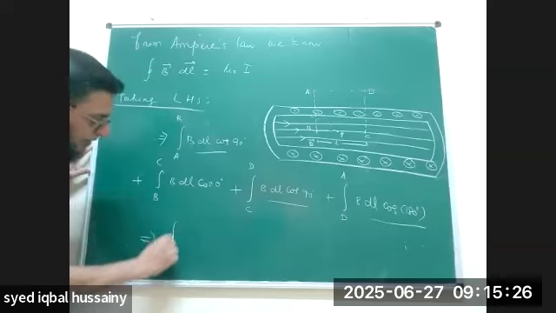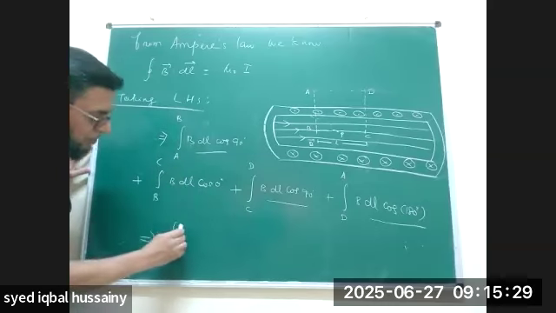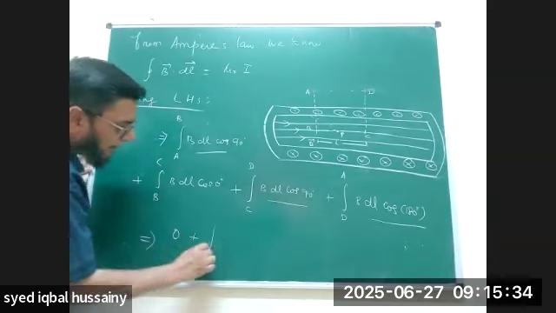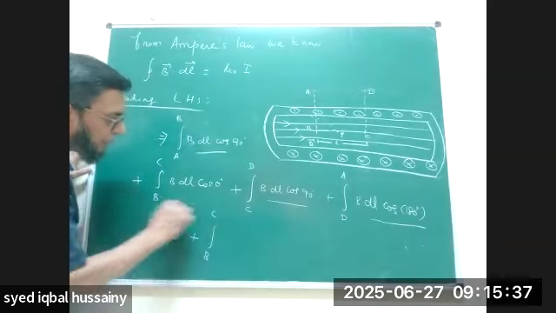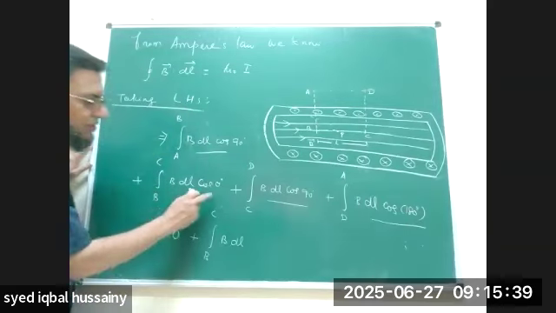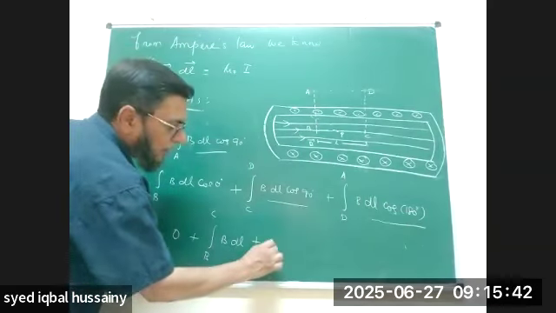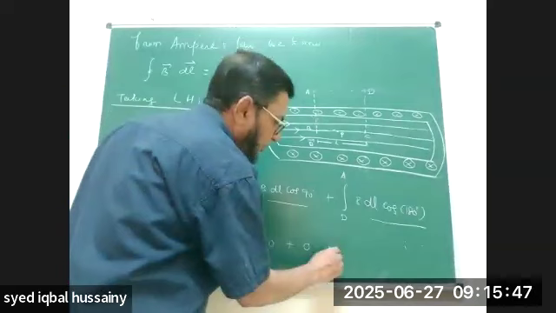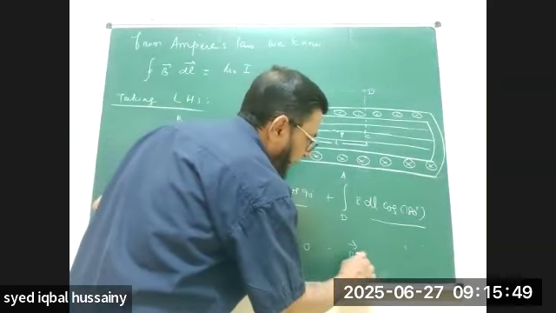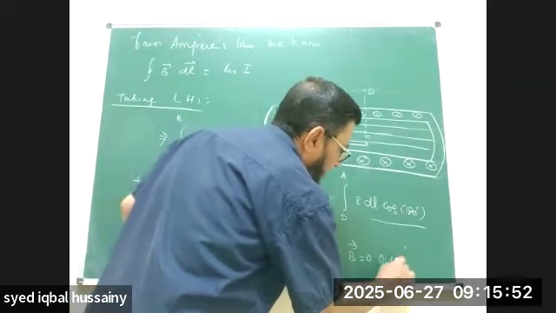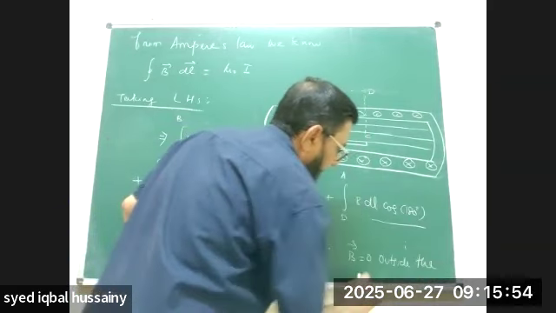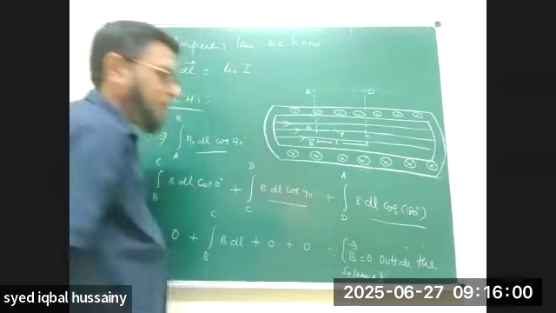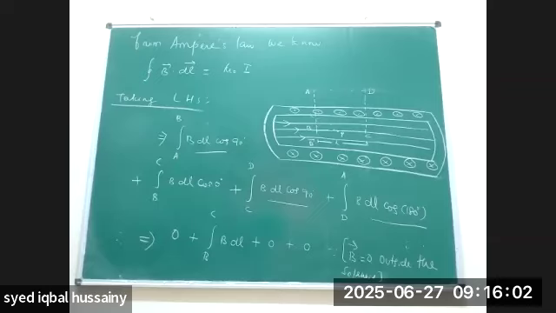Now, this integral term will become 0, so no need to write. I'll just write here 0 plus integral B to C of B dL. So only this term will be there. The remaining terms will become 0. If you don't understand this, you write down: magnetic field equal to 0 outside the solenoid. Why? Because current is 0.